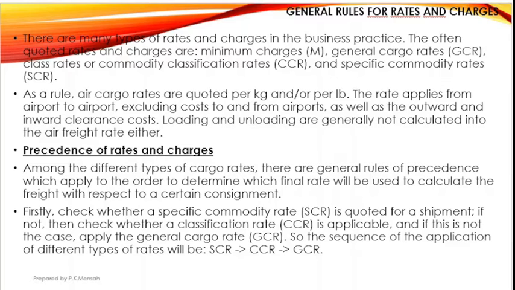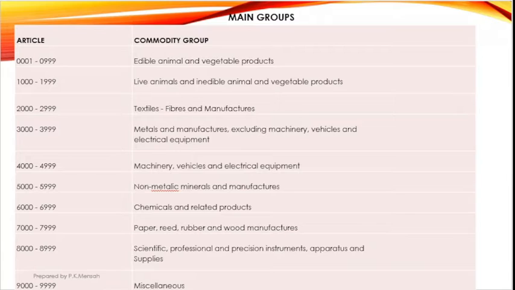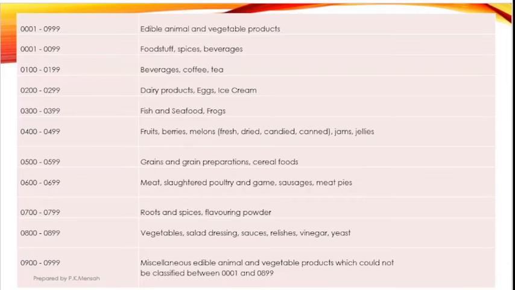Now, in air cargo transport, we have also grouped all consignments, we put them into categories. So these are the groups. Good. If you look from 001 to 00999, it is used to classify edible animal and vegetable products. We have grouped all items into these. If you go through your slides, you see they are up to 0900 to 0999. So this is how we have grouped all items.